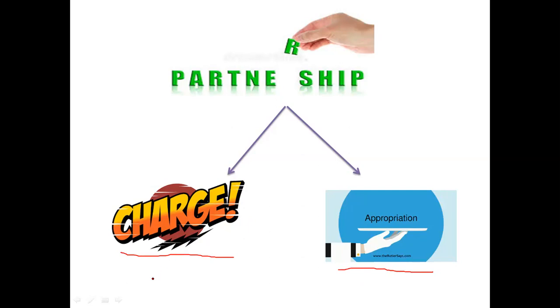and all charge items are shown in the profit and loss account. That we need to understand. All the charge expenditures, where will they be shown? They will be shown in the profit and loss account. And appropriation items are to be shown in the profit and loss appropriation account.